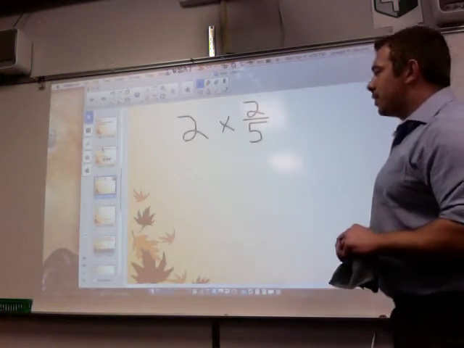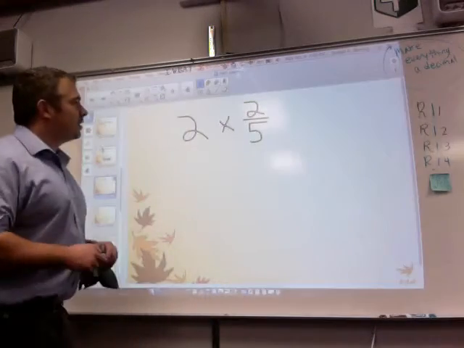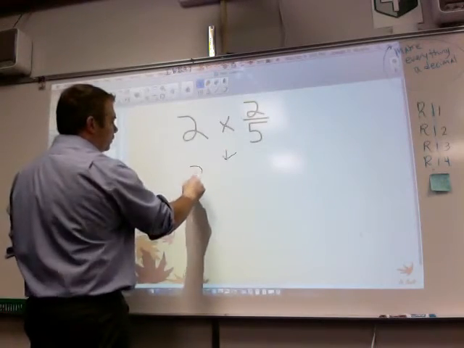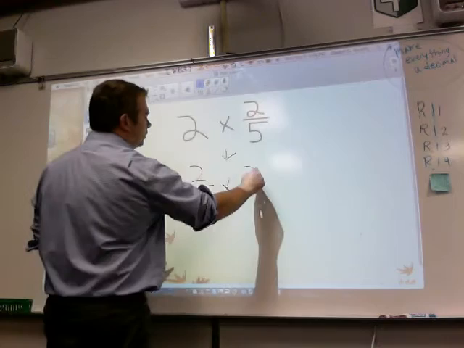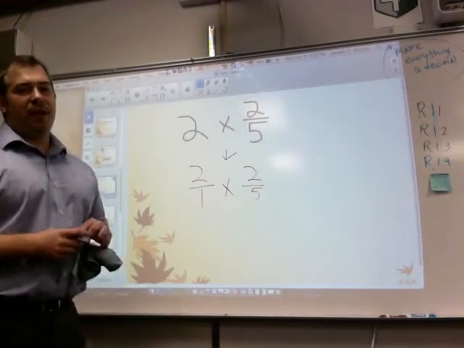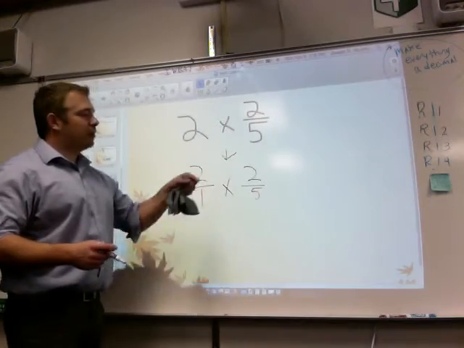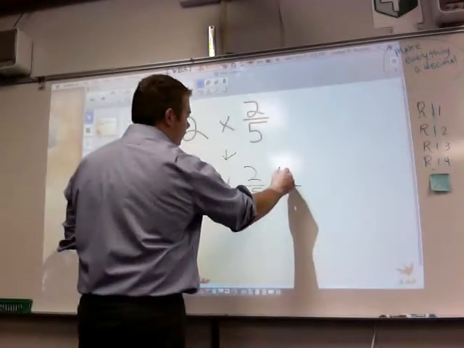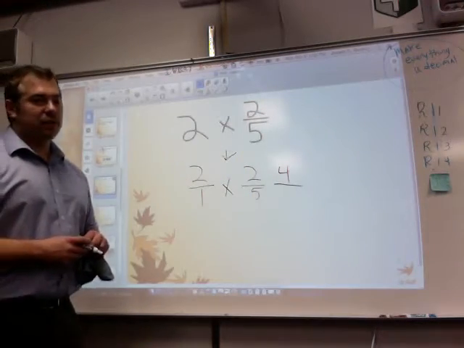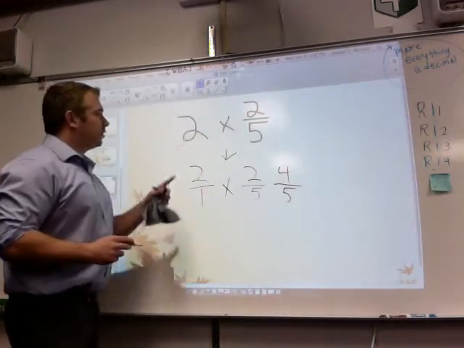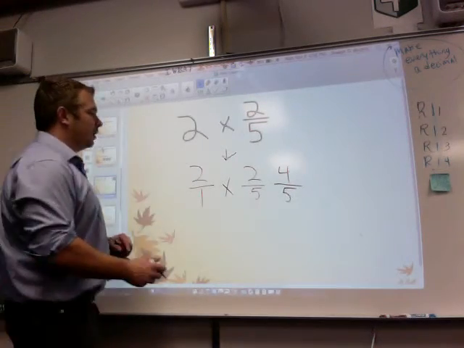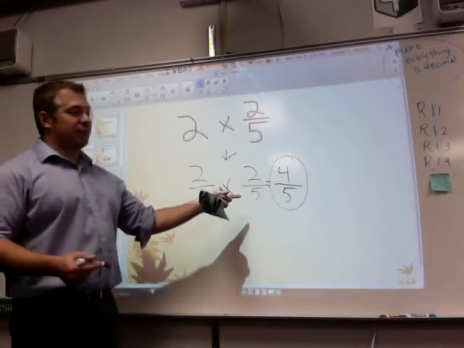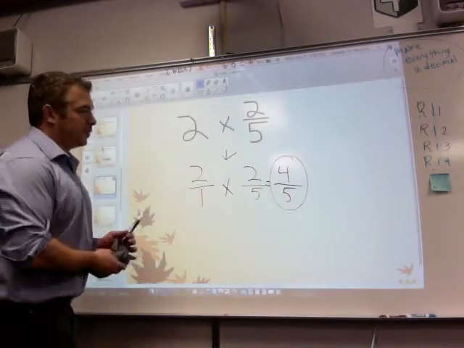So here's our first example we're going to try. We have here 2 times 2/5, which when I rewrite that, is simply 2 over 1 times 2/5. When you're multiplying fractions, you multiply the numerators and the denominators. So 2 times 2 equals 4, and 1 times 5 equals 5. So the answer to 2 times 2/5 is simply 4/5. Now, I don't have to reduce here at all because it's already reduced to its simplest form.